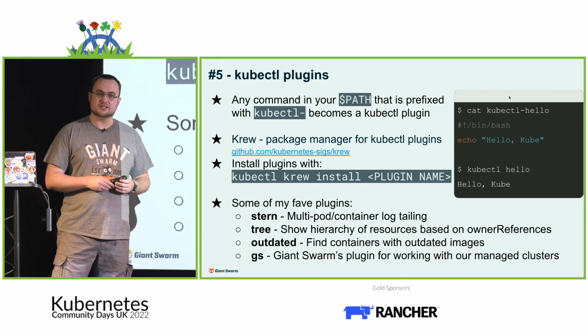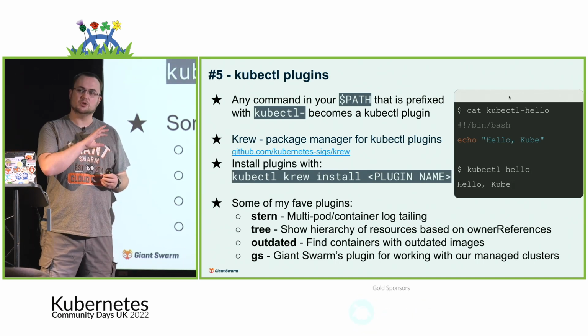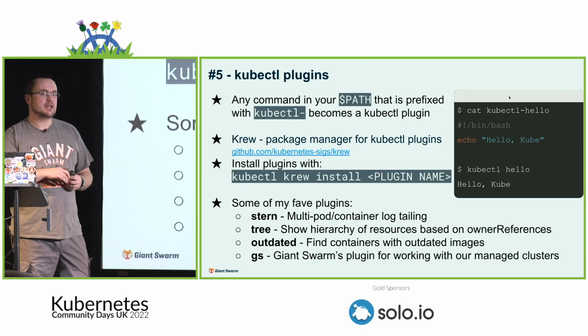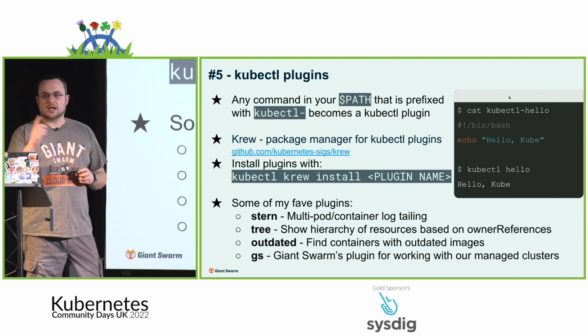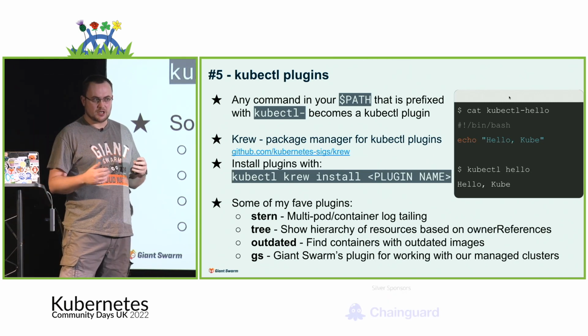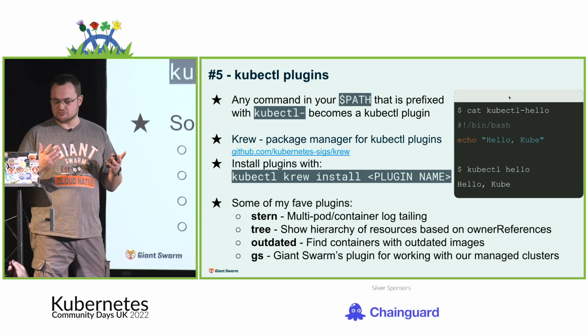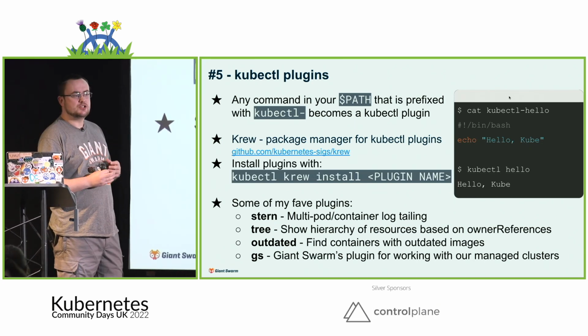Stern is a really good one for viewing logs of multiple pods. It allows you to do a wildcard search for my app name, and it'll search my app name's backend, frontend, whatever, and stream all the logs together in one go. And then I can do filtering and all these kinds of things. Really nice tool.